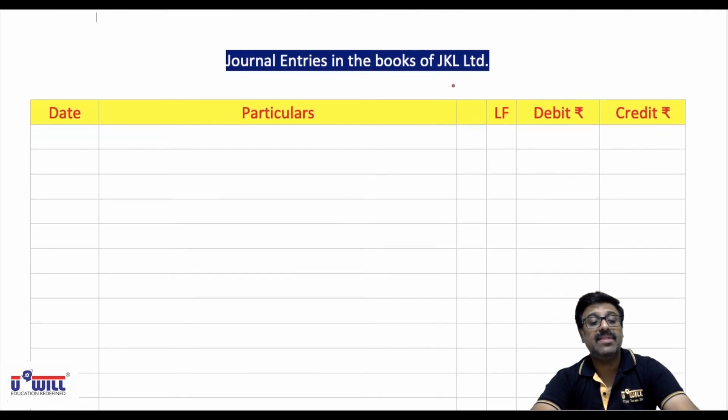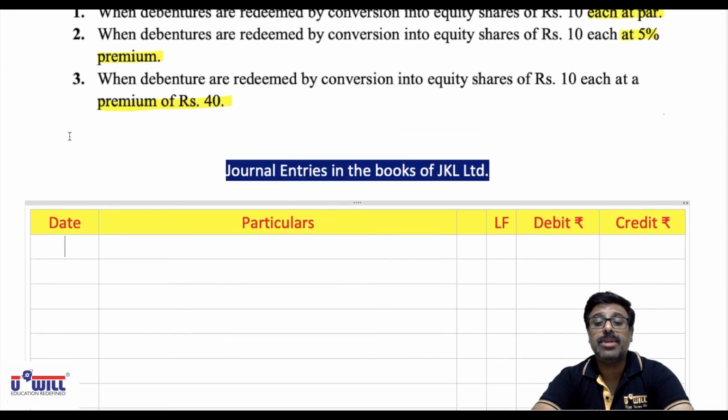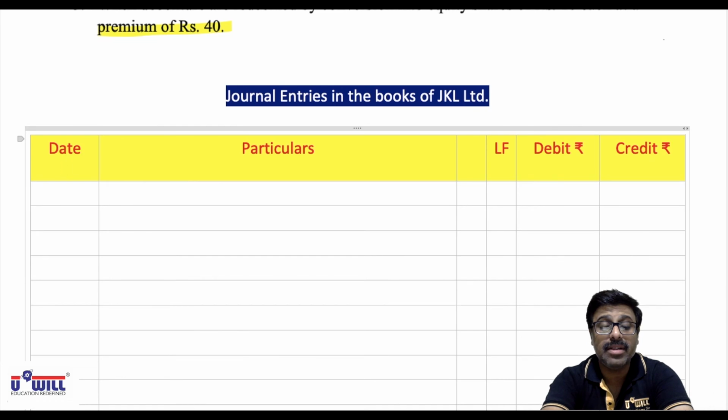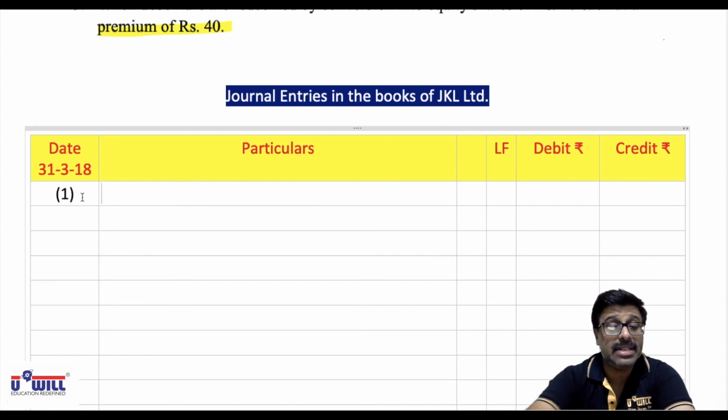I hope you all have done the format. Now date is going to remain common. All entries are to be passed on 31/3/18. So one time heading you can give 31/3/18, all entries on that date. Now first entry will be for redemption of debentures as we discussed.